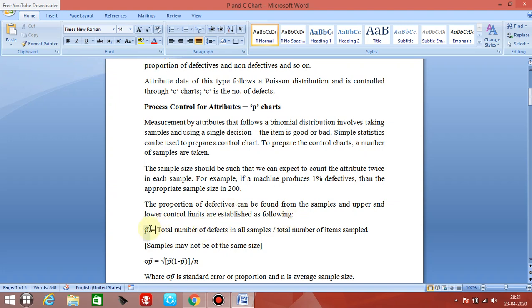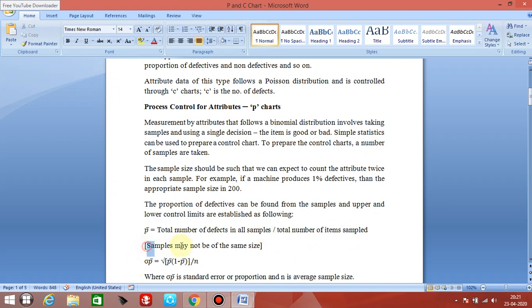The proportion of defectives can be found from the samples, and upper and lower control limits are established, which are as following. First, we have to find P bar. P bar is nothing but the total number of defects in all samples divided by the total number of items sampled. Now this you can understand when we take a problem as an example.